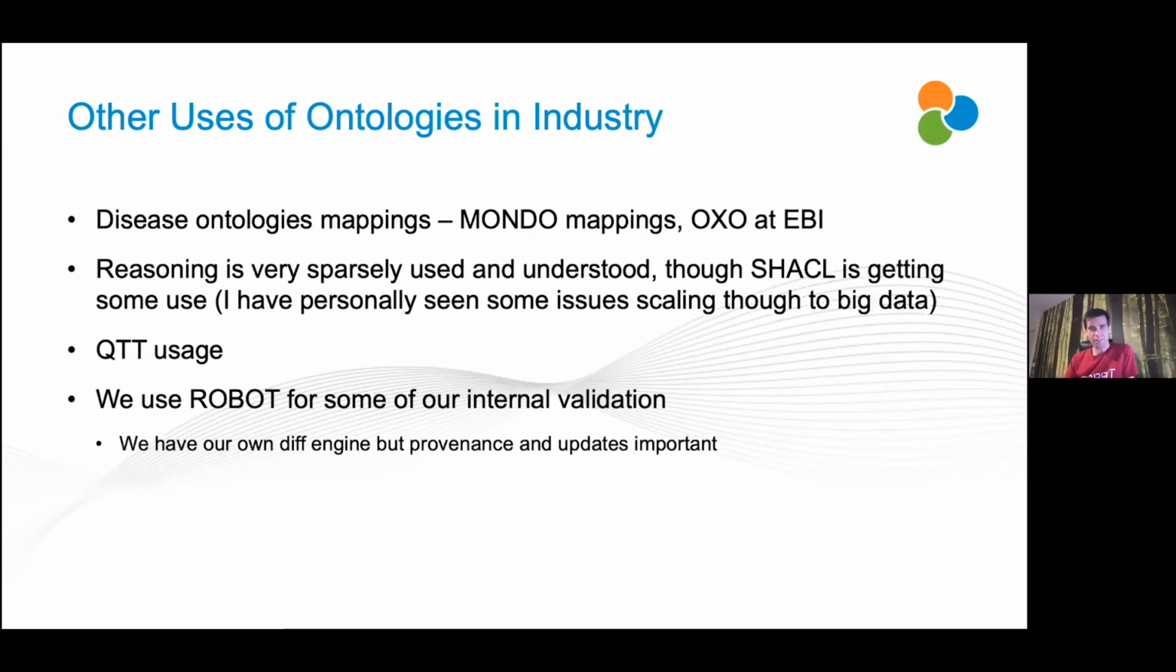Interestingly, though, SHACL is getting probably more use. I have more conversations about SHACL than other things, which is also quite complicated. I've still seen some issues using SHACL on one big project where it just wouldn't scale for validating some of the big data. So I don't think that's a panacea for validating everything that comes through in an ontology. But anyway, that's certainly something that gets used a bit.